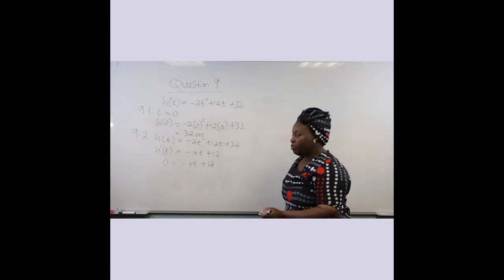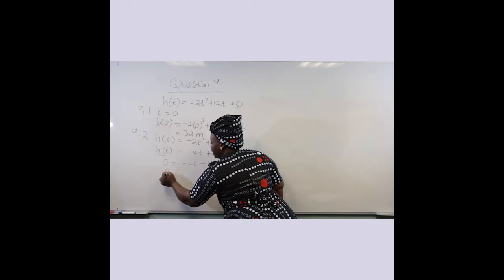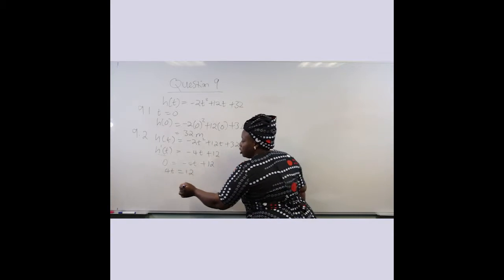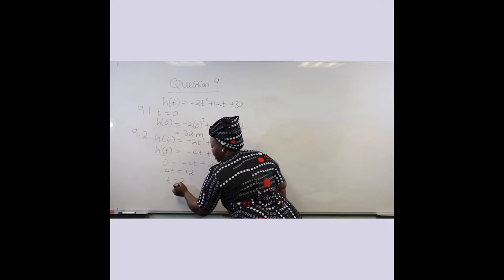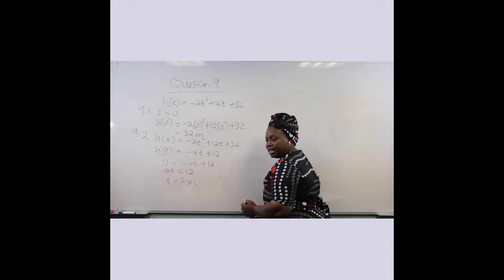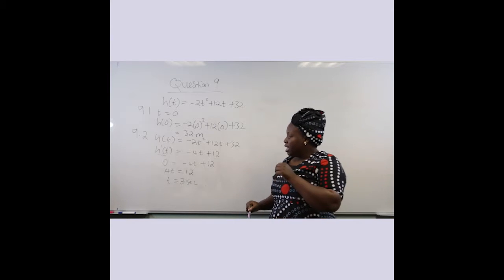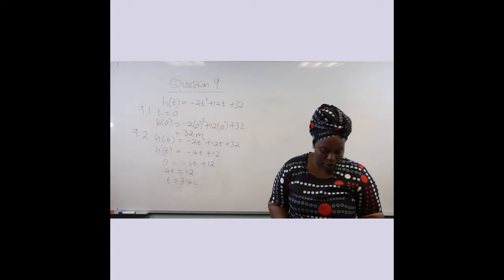And we do the algebra. We remain with 4t equals 12. Divide both sides by 4. So then t is equal to 3. Remember, this is in seconds. So in 3 seconds, the stone would have gone up and is about to come down. And this is the solution to that question.